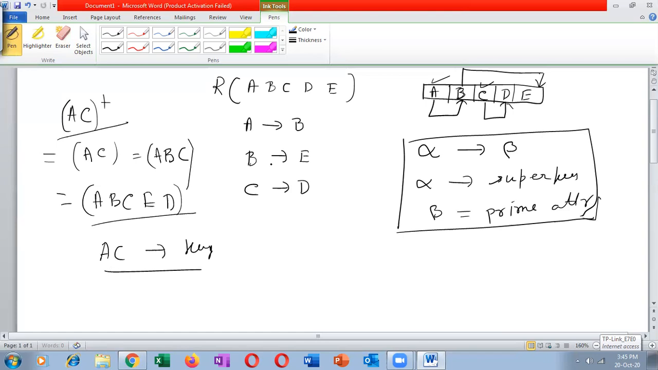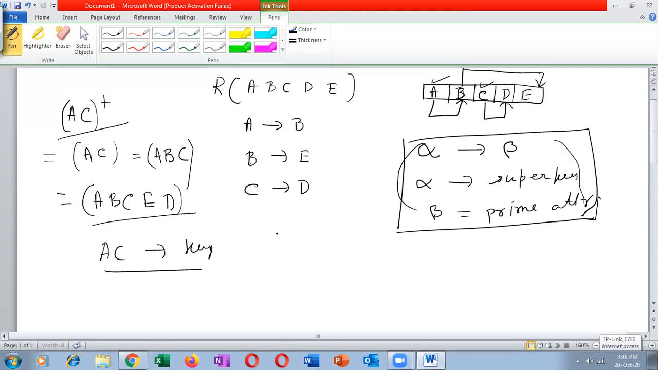Now check these dependencies. Whether A is a key? No. Whether B is a key? No. Whether C is a key? No. Whether B is a prime attribute? No, because only A or C is a prime attribute. What are prime attributes? Prime attributes are the attributes which are part of the candidate key. So here B is not a part of AC, E is also not a part of AC, D is also not a part of AC. So there is no super key at the left hand side, nor any prime attribute at the right hand side. So no functional dependency is actually maintaining this rule, right?